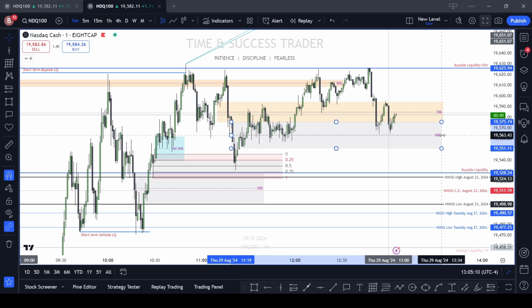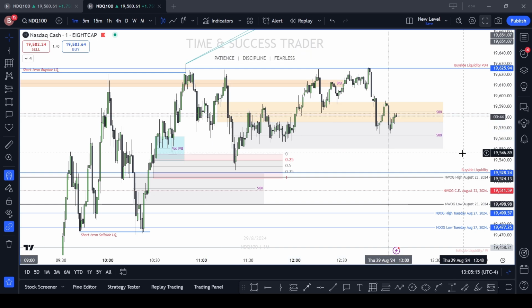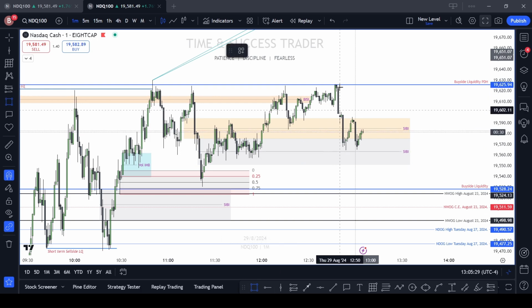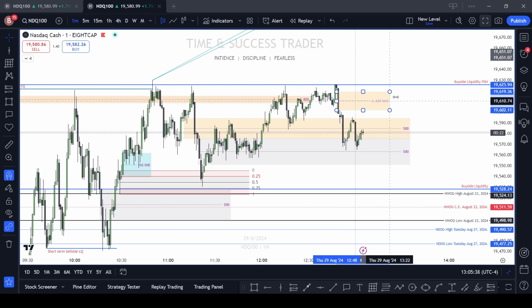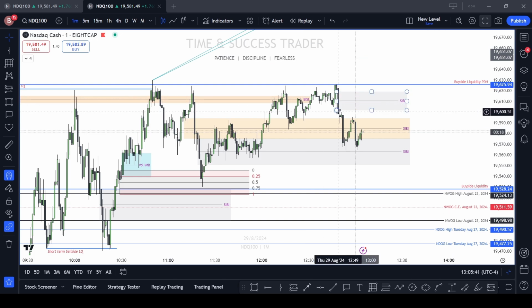Now what's happening here with price? Okay, so we took this sell side liquidity, short-term sell side liquidity, and we inverted this, creating even behind a CB, and this volume imbalance as well, so we have to account for that.